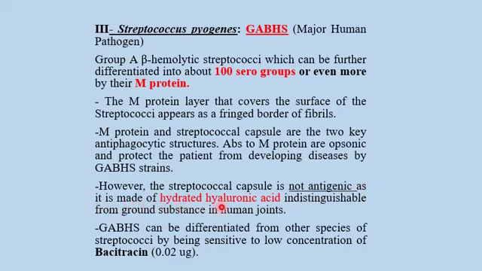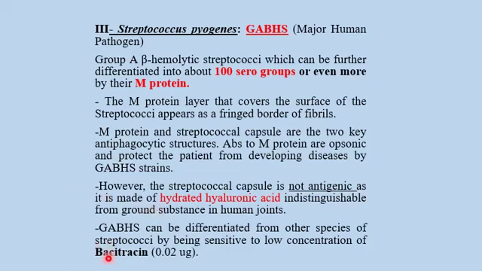which is indistinguishable from ground substance in the human joint. The connective tissue is made of the same substance, so the body will not differentiate between it and the hyaluronic acid in its connective tissue, and therefore it is not antigenic to our body. This was one of the ways we said that bacteria hide themselves from the immune system.